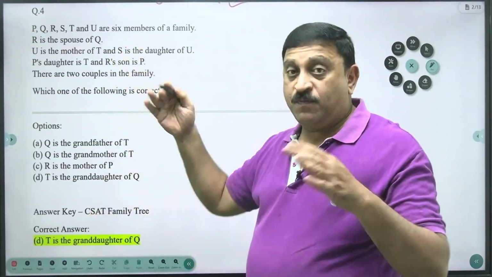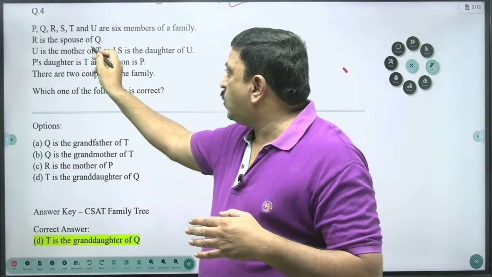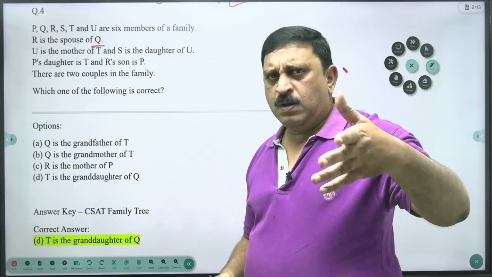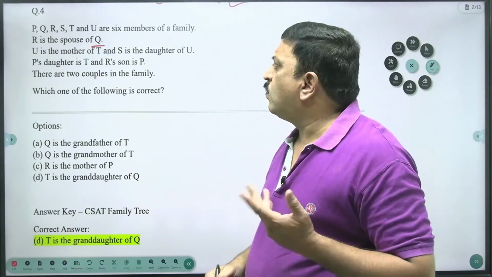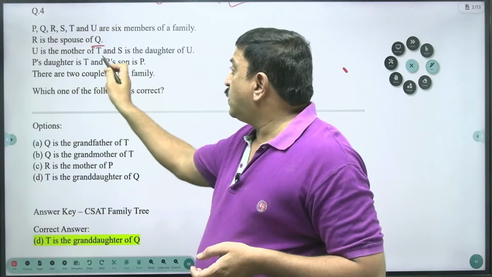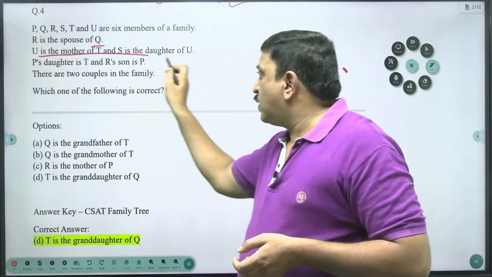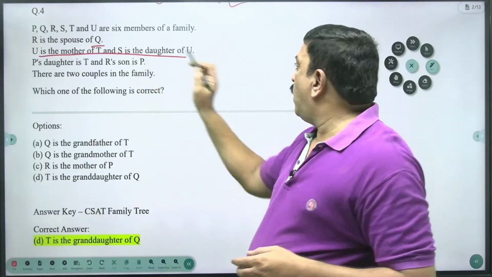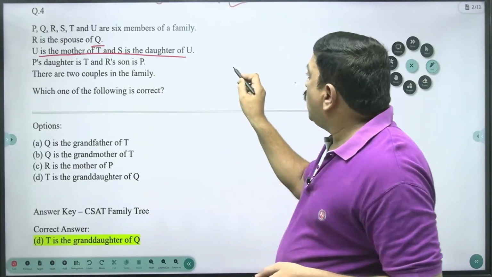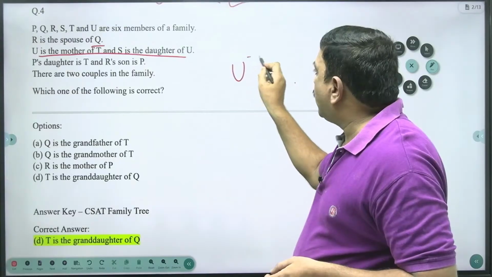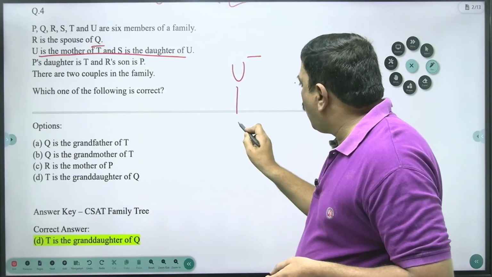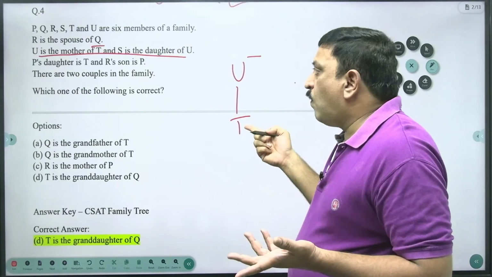R is the spouse of Q, sorry, not P. That means no doubt they are wife and husband, right? We don't know who is the wife. U is the mother of T and S is the daughter of U. Since this is definite information, I will start with this one. So U is the mother of T. U is the mother, mother means lady, so female. U is the mother of what? T. T, we don't know who that is.